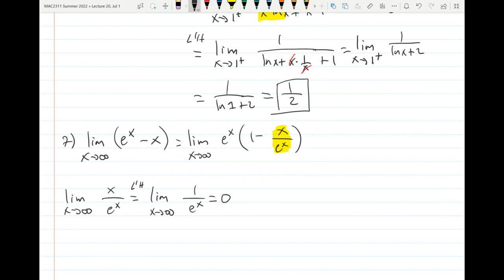So this part right here goes to 0. So that means that the parenthesis goes to 1, and then e to the x goes to infinity. So infinity times 1, that's infinity. So this limit is positive infinity.